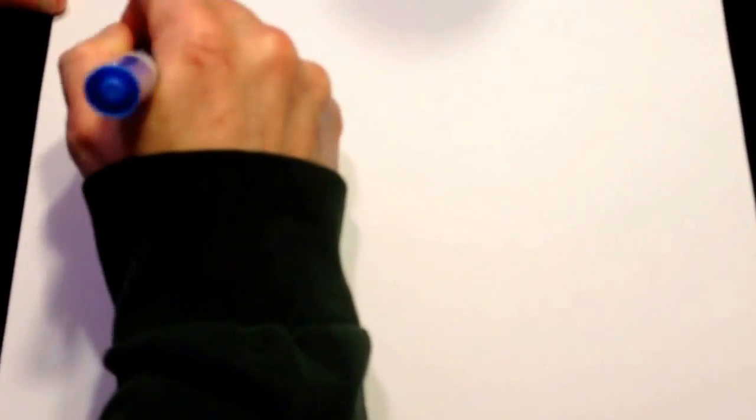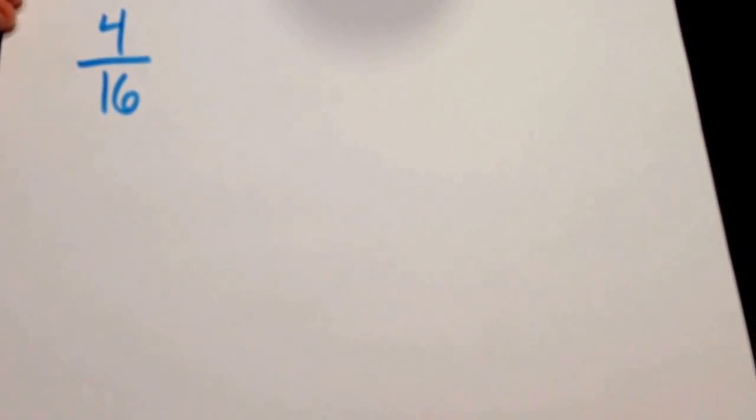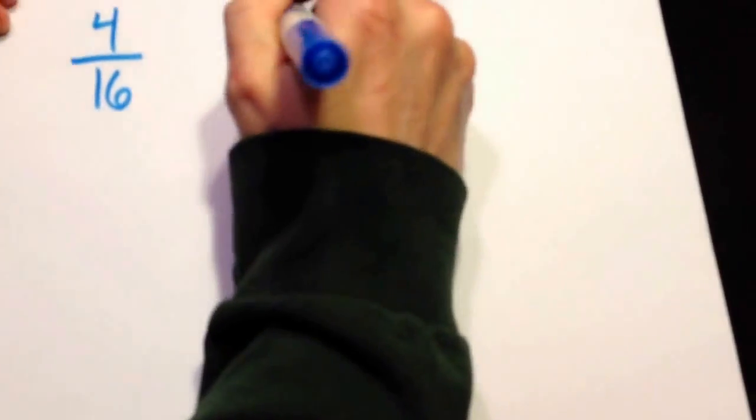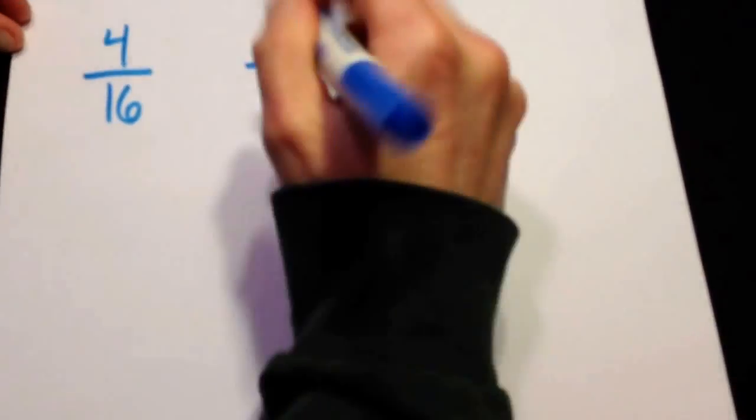Hello, I'm going to show you how to put fractions in simplest form by listing the factors of a number and finding the greatest common factor. Let's start with the fraction 4/16. Let's start by writing the factors of 4.